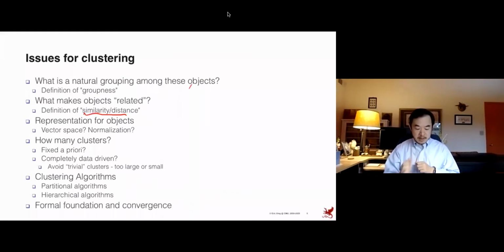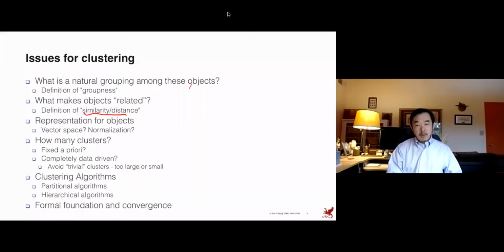And there is also a very, very deep issue in terms of how many clusters. Do you fix the number of clusters a priori, or do you let statistics guide you to find the optimal number? Again, there is an open body of research on this topic.